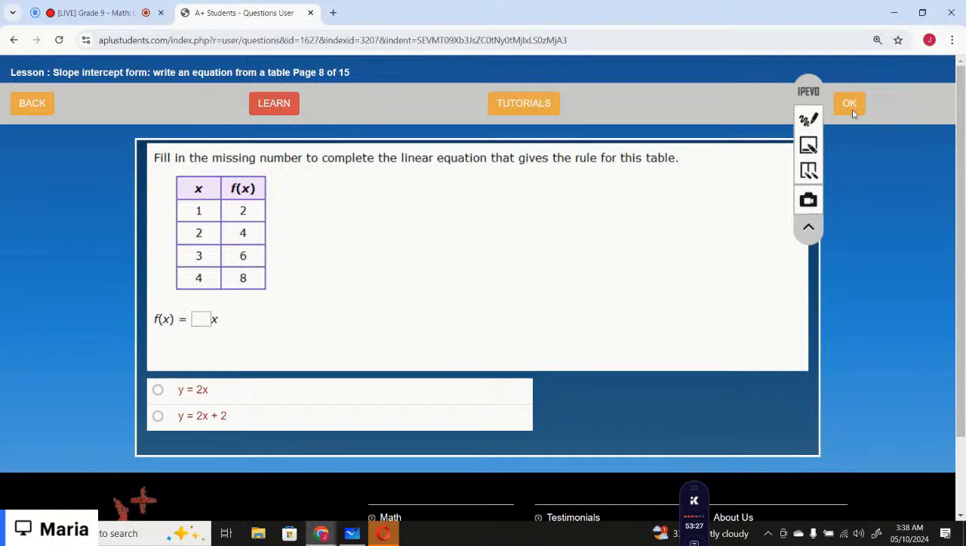Fill in the missing number to complete the linear equation that gives the rule for this table. So the correct option is y equals 2x. Option number 1 is the correct option, right? That is y equals 2x is the correct option.